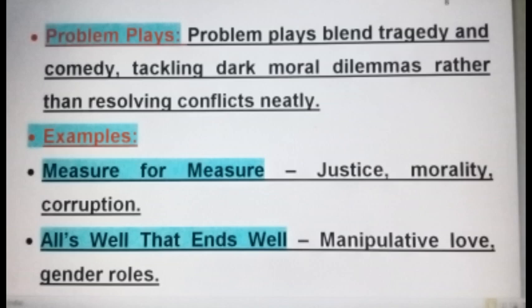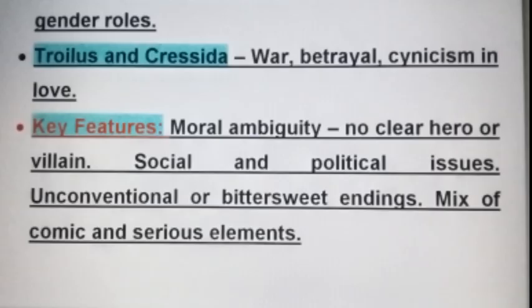Now the thematic concerns in Shakespeare's problem plays. Problem plays blend tragedy and comedy, tackling dark moral dilemmas rather than resolving conflicts neatly. For example, Measure for Measure: justice, morality, corruption. All's Well That Ends Well: manipulative love, gender roles. Troilus and Cressida: war, betrayal, cynicism in love.